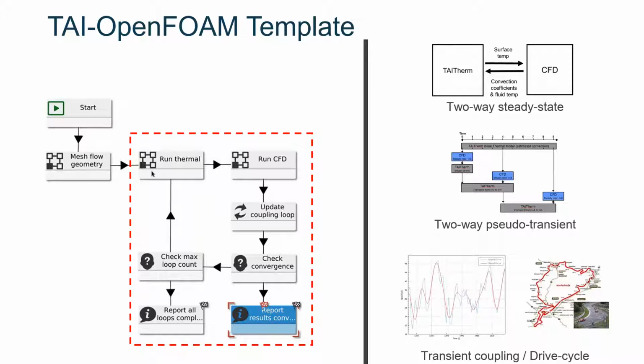As an example, a simple steady state solution is what you see on the right side top. So TAITherm will run and send the temperature to the CFD, and CFD takes that as a boundary condition and gives back the convection, and this runs on and on till it reaches convergence.